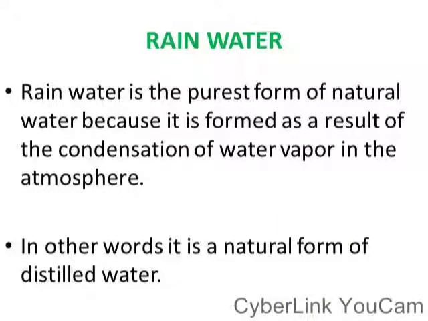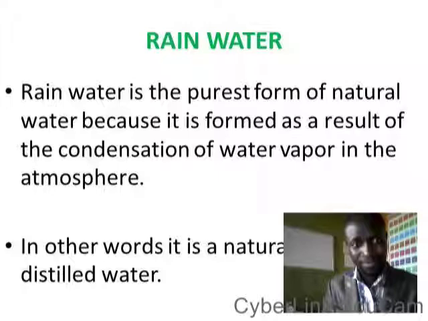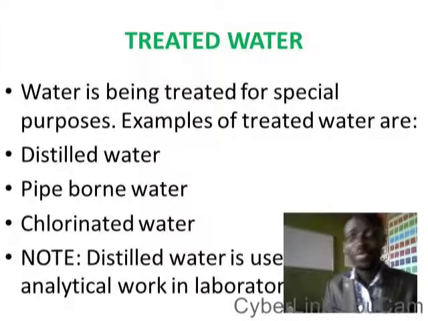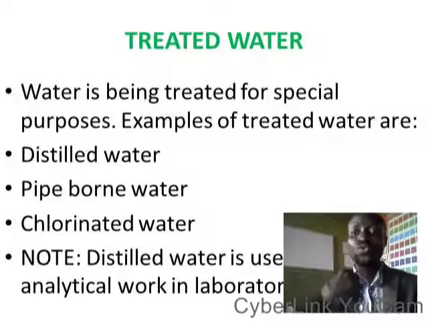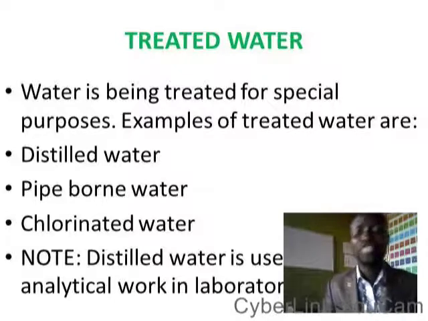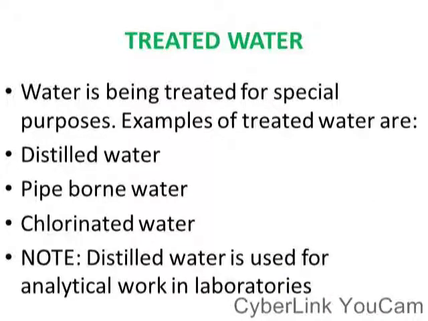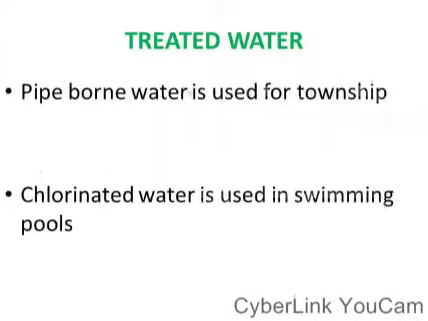Look at the next point here. In other words, it is a natural form of distilled water. Now, on the other hand, let's look at treated water. Water is treated for special purposes. Examples of treated water: number one, distilled water; number two, pipe-borne water; number three, chlorinated water. Take note of these. Distilled water is used for analytical purposes in the laboratory, in the chemistry lab and in other labs.